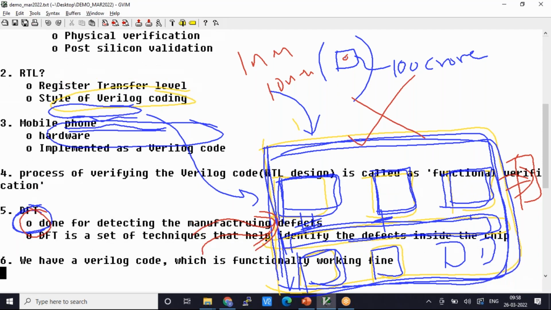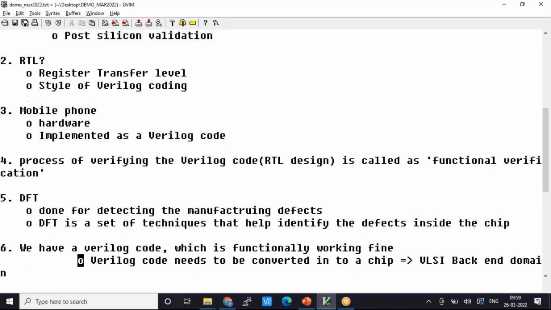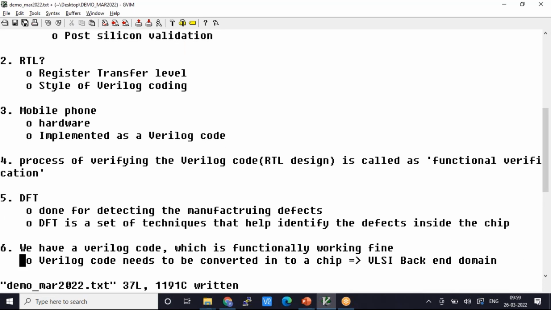So that is where it has to be taken through the manufacturing process. That Verilog code finally needs to be converted into a chip. This process is called the VLSI backend domain. So now let us quickly summarize what is the front-end domain and what is the back-end domain.